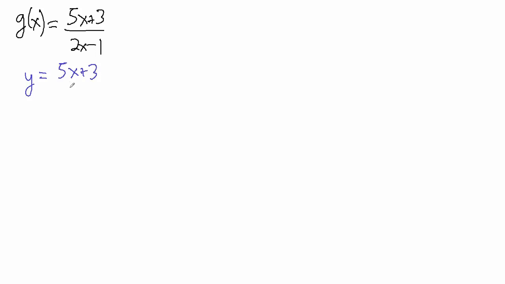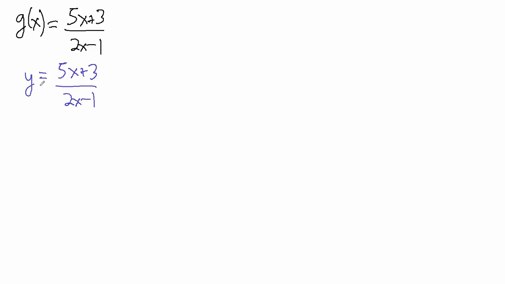All right, in this video, we're going to go ahead and find the inverse of a rational function. So let's say we have g of x equals 5x plus 3 divided by 2x minus 1. Now, the very first thing that we want to do is replace this g of x with a y. So if we have something like g of x or f of x or h of x or whatever, let's go ahead and write y instead. So we'll say y equals 5x plus 3 divided by 2x minus 1.